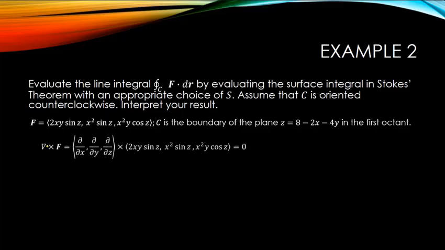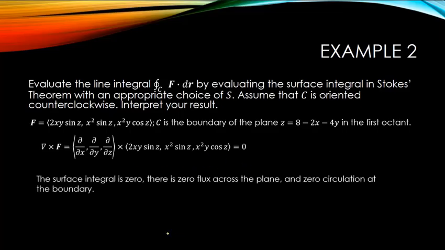I'm going to compute del cross F. This is equal to a vector with components the partial with respect to x, the partial with respect to y, and the partial with respect to z, crossed with my vector with components 2xy sine z, x squared sine z, x squared y cosine z, and when I do this cross product, I get 0. The surface integral is 0 here. This means that there is 0 flux across the plane and 0 circulation at the boundary.